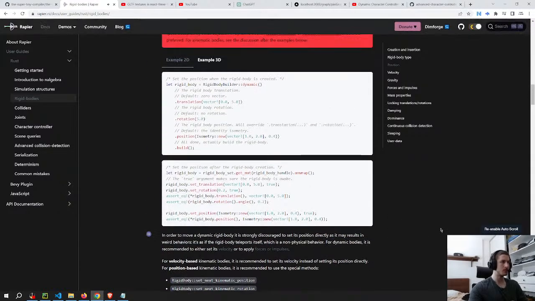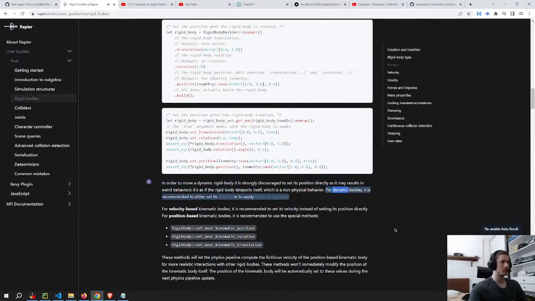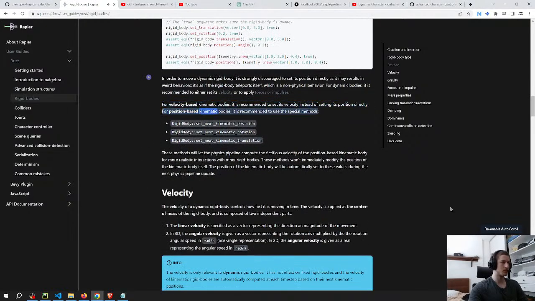In order to move a dynamic rigid body, it is strongly discouraged to set the position directly as it may result in weird behaviors. It is as if the rigid body teleports itself, which is a non-physical behavior. For dynamic bodies, it is recommended to either set its velocity or to apply forces or impulses. For velocity-based kinematic bodies, it is recommended to set its velocity instead of setting its position directly. For position-based kinematic bodies, it is recommended to use the special methods.